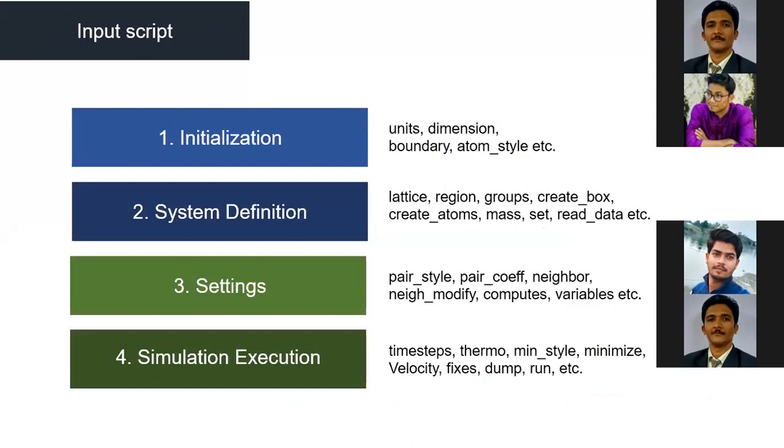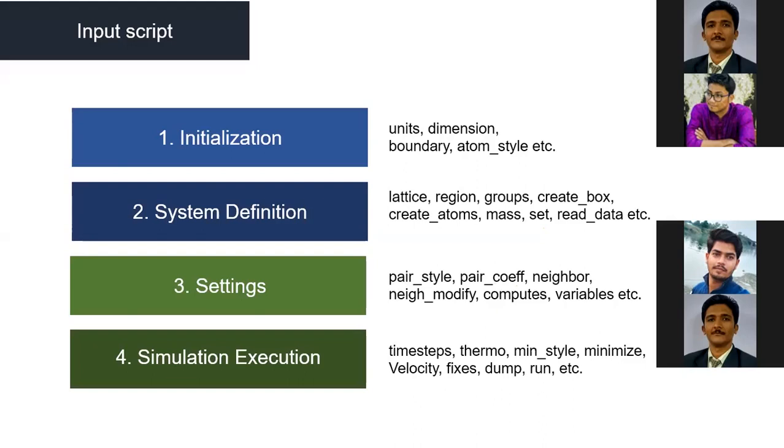From the context, I think you already know that LAMMPS works on the classical molecular dynamics principle, that is Newtonian mechanics, so I will not touch those parts. I'll directly go to the script, how to write scripts, and how to sectionize those scripts to run the simulation for better understanding. To write the input script in LAMMPS, you have to take 4 steps. The first one is initialization, the second one is system definition, the third one is settings, and the fourth one is simulation execution.